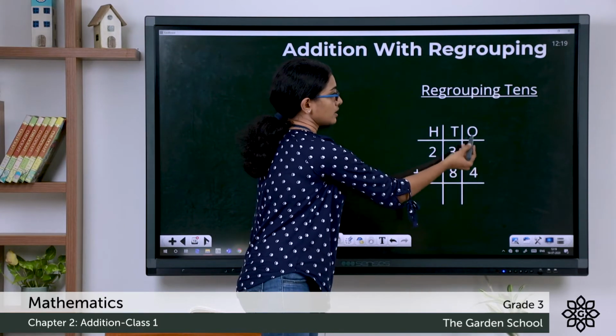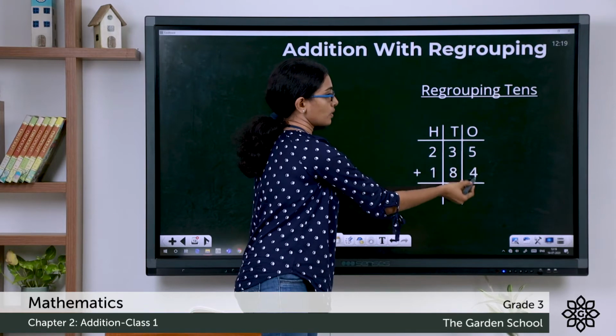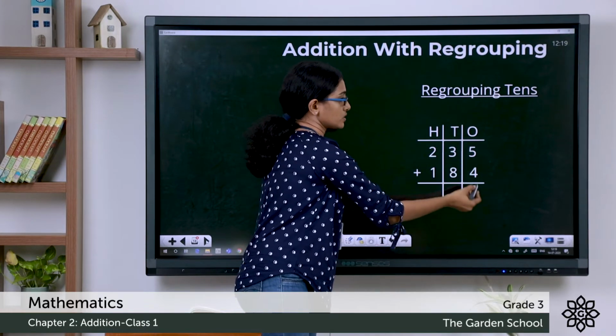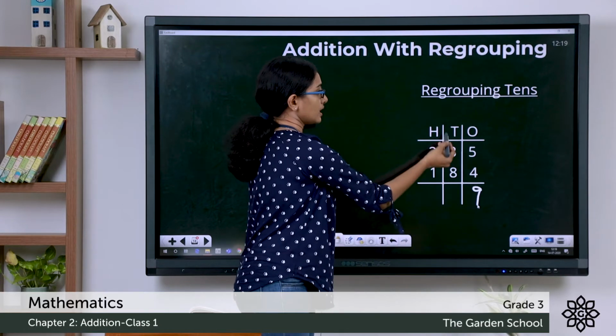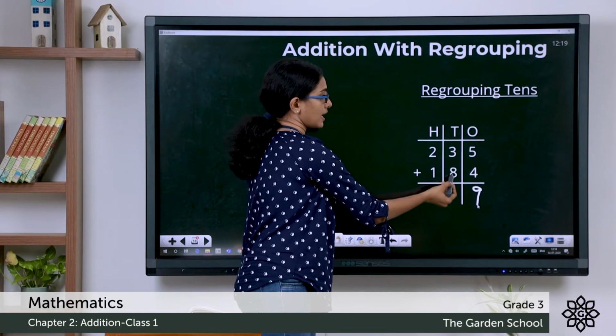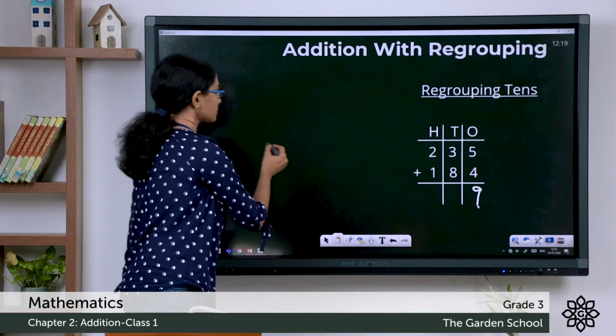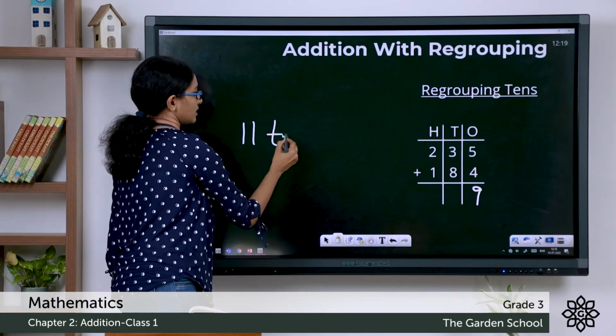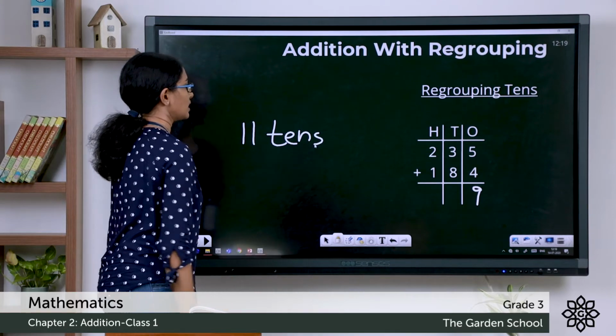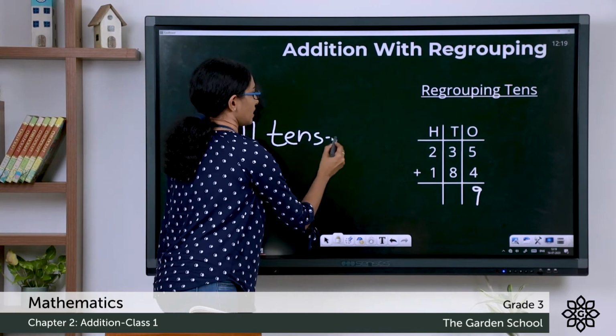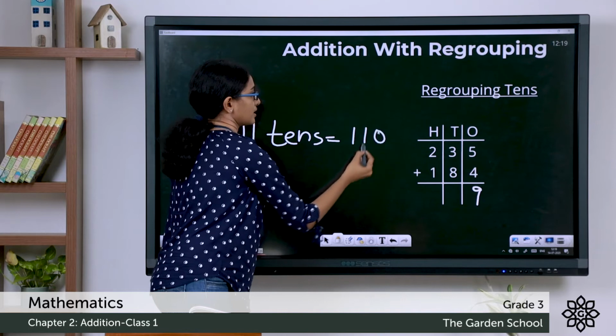See, here in the ones place you have 5 ones and 4 ones. So let's add the ones first. It gives you 9. Here in the tens place you have 8 tens and 3 tens. That gives you 11 tens. 11 tens equals a value of 110.